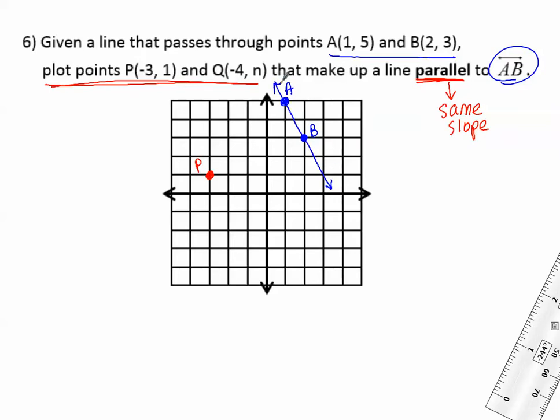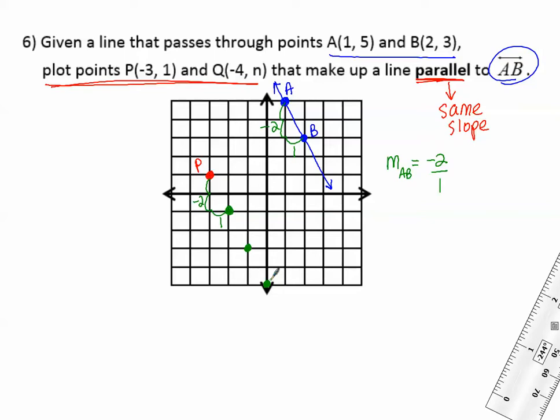Now remember, we said it has to have the same slope. So what's the slope of line AB? Let's count it out. From left to right, down 2, and to the right 1. So the slope of AB is negative 2 over 1. We want the exact same slope for the line that has points P and Q. So from point P, let's count down 2 and over 1. And there's the next point. Let's keep doing that. Down 2 and over 1.